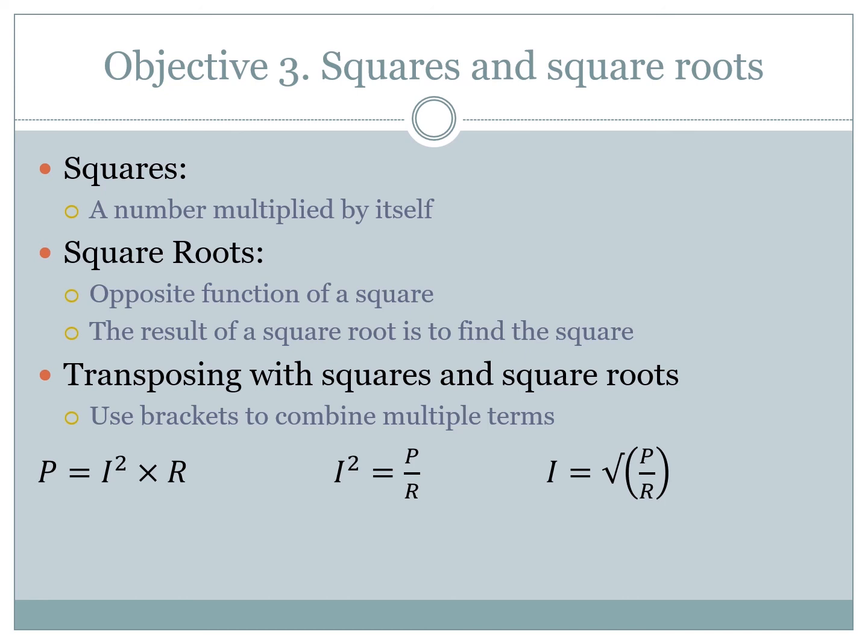Now, a square root is the opposite function of a square. It's finding what number multiplied by itself equals the number that you started with. So when we use transposing, we have to remember to group our terms so that when we square root one side, we square root the entirety of the other side, or if we were to square one side, we square the entirety of the other side. Make sure that we always keep our equations equal on both sides.